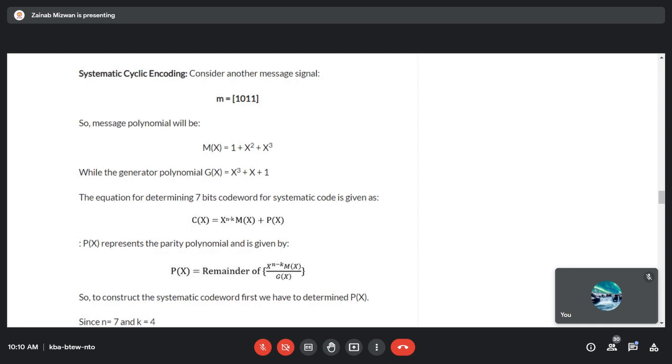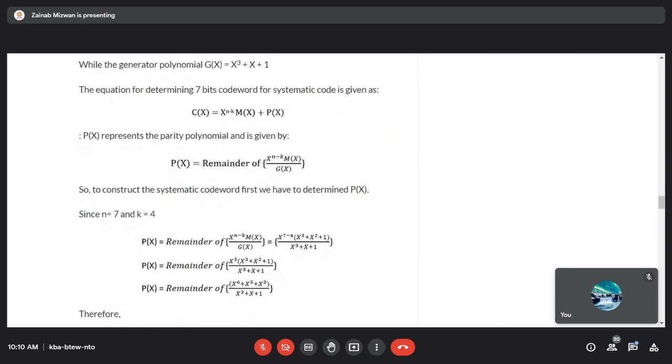Now, is the value of n minus k given to you? No. But looking at the generator polynomial, what is the highest power in the generator polynomial of x? It is 3. So what I can say over here, the value of n minus k is equal to 3, because from the generator polynomial we can see the highest power in the generator polynomial is 3. So it means the value of n minus k is equal to 3 over here. So we have that done. Now what do we have to do?